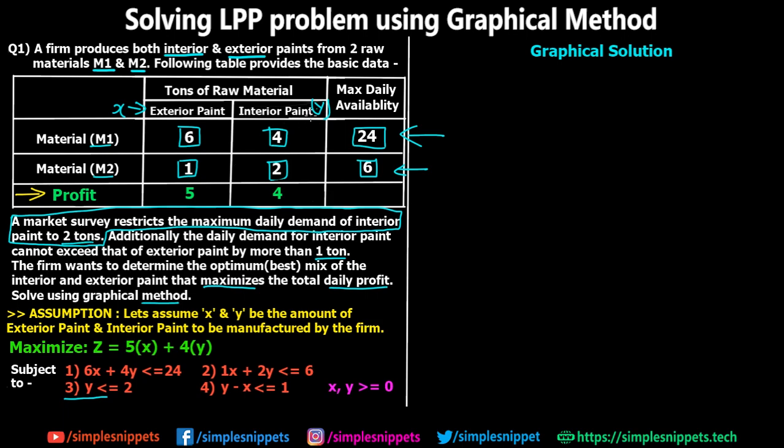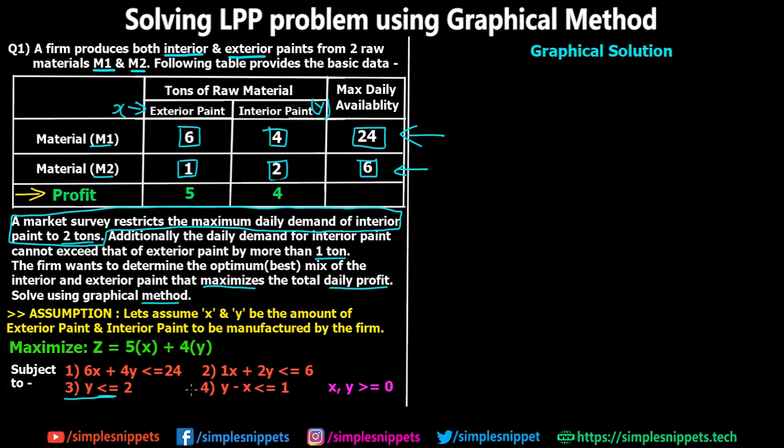So interior paint quantity is represented by Y. So the maximum daily demand is equal to 2 ton or has to be less than 2 ton. Okay, so that's the limit. So it has to be less than equal to 2. That is why this less than equal to sign. And Y is the quantity that we've assumed that we are going to make for interior paint, right? So this is constraint number 3.